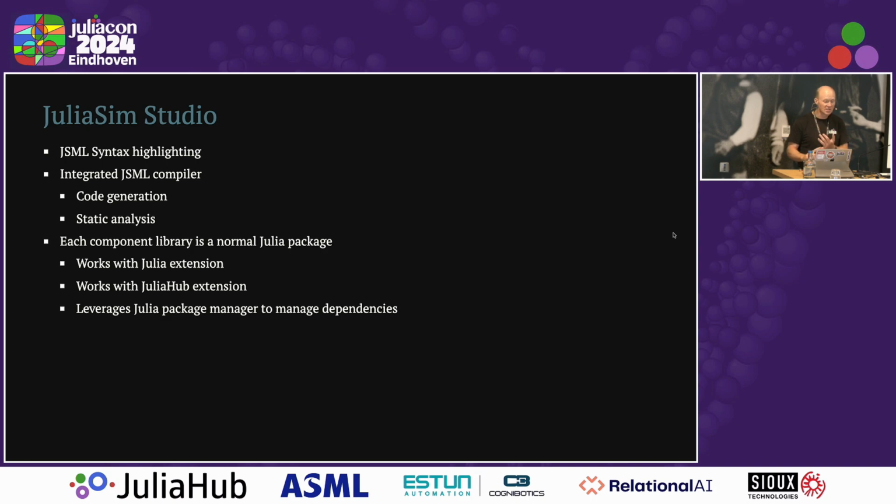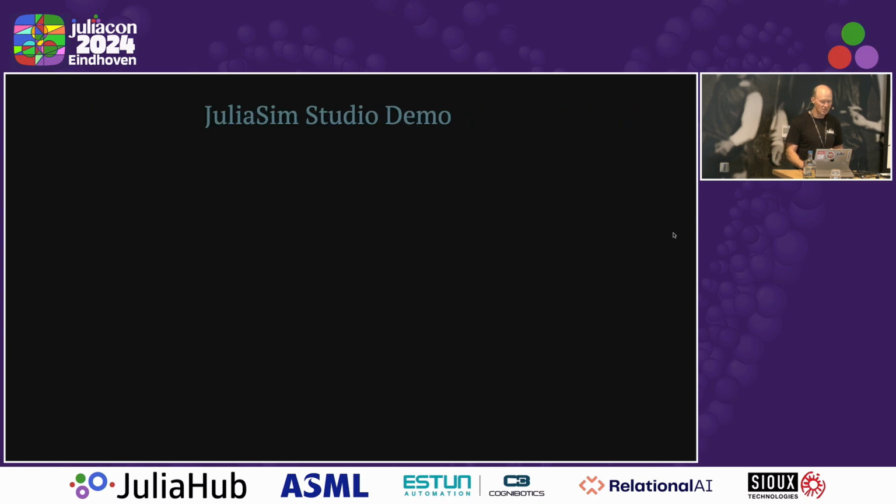So it works with the Julia extension, with the JuliaHub extension. You can do things like metadata folding, which I alluded to earlier. And then it also still supports being able to render a model. So you can still look at the graphical representation even when you're in VS Code. So here's just a quick video that's going to walk through this.